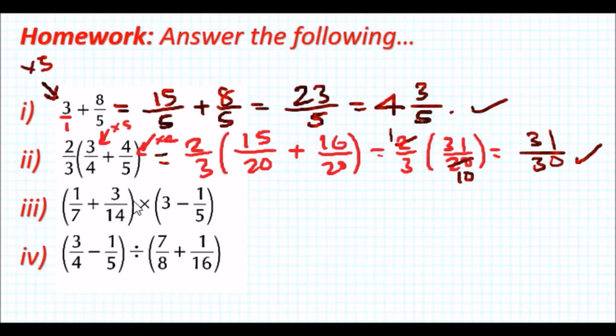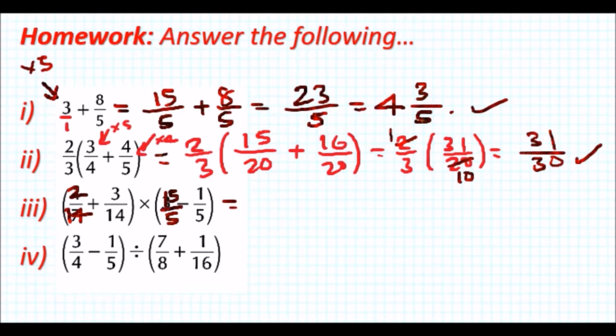Now the same thing applies here. In part 3, we've got two groups of fractions to work with. For each group we should make common denominators. The first one has 7 and 14, so I would double the first fraction to make 2 over 14. If you add this up, it would be 5 over 14. The second is 3 over 1. Remember, a whole number 3 is like 3 over 1. So we multiply 3 over 1 by 5 to get 15 over 5.